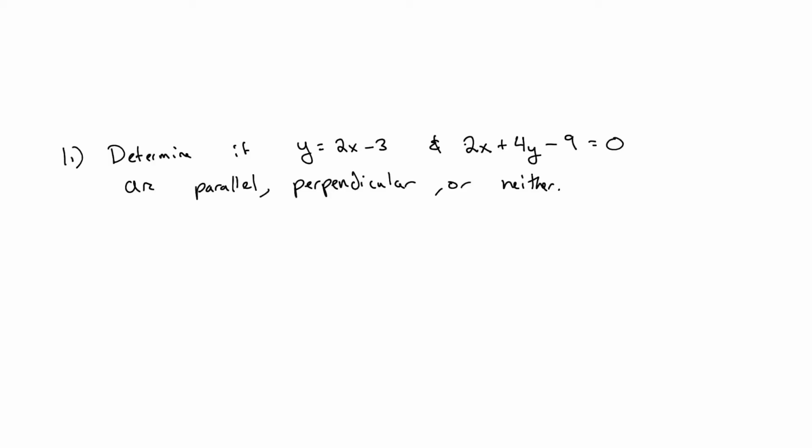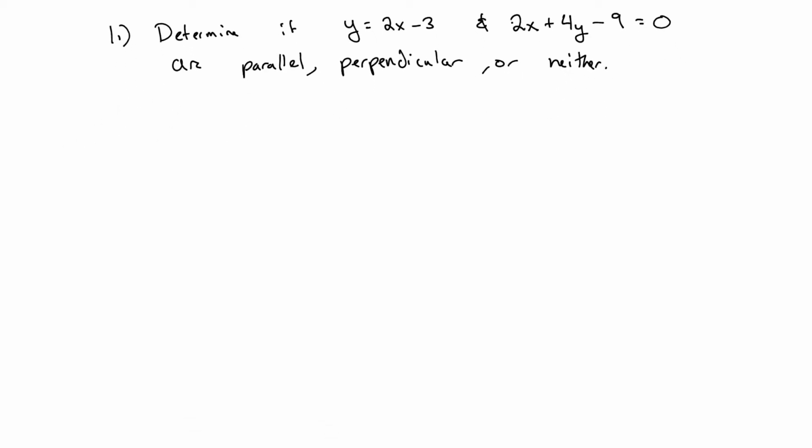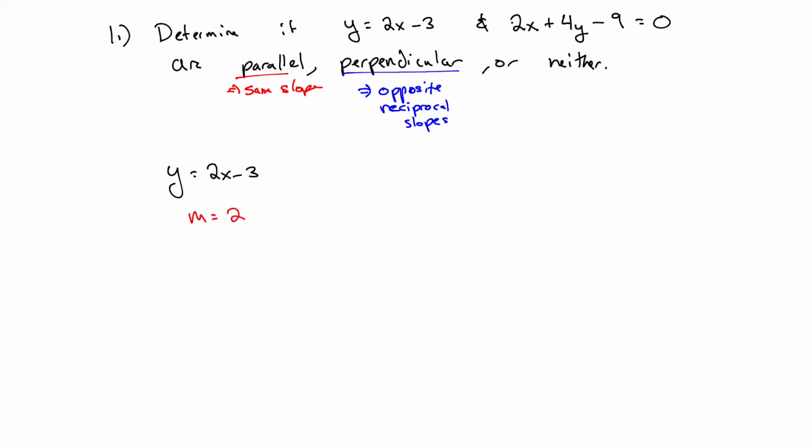So we got this one. Question 1. Determine if the lines y equals 2x minus 3 and 2x plus 4y minus 9 equals 0 are parallel, perpendicular, or neither. So, if they were parallel, that would mean same slope. If they were perpendicular, that would mean opposite reciprocal slopes. Or neither would be neither one of those. So, the first line, y equals 2x minus 3, has a slope of 2.